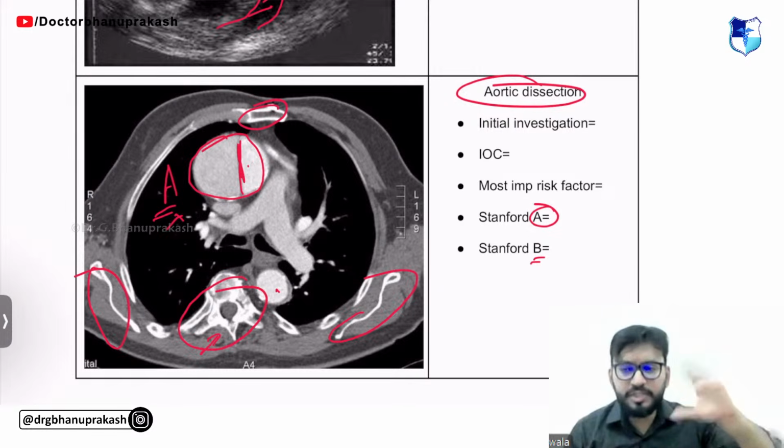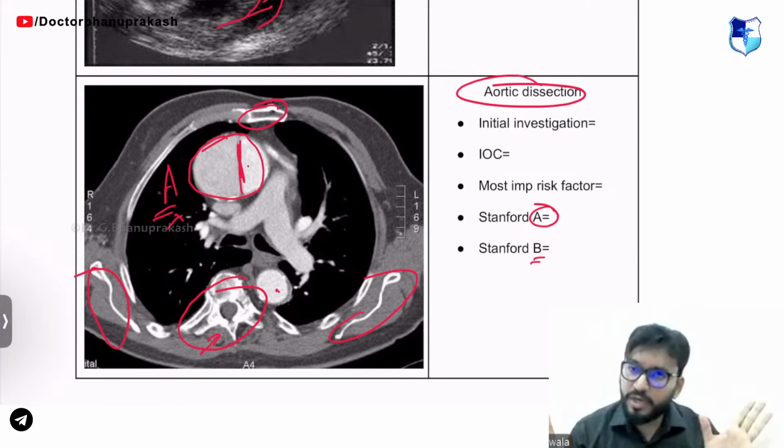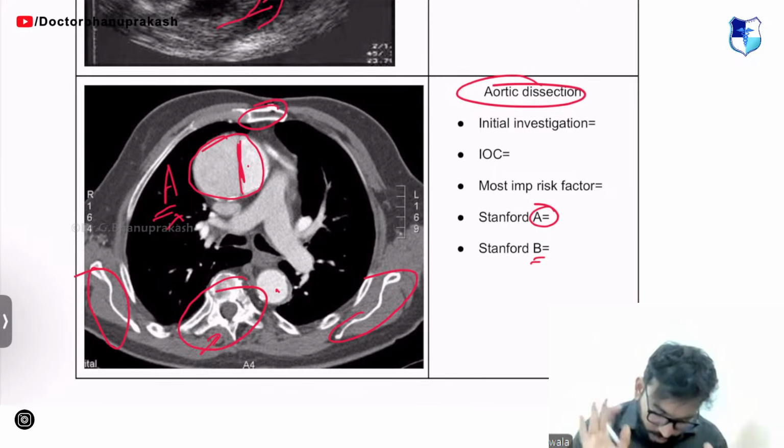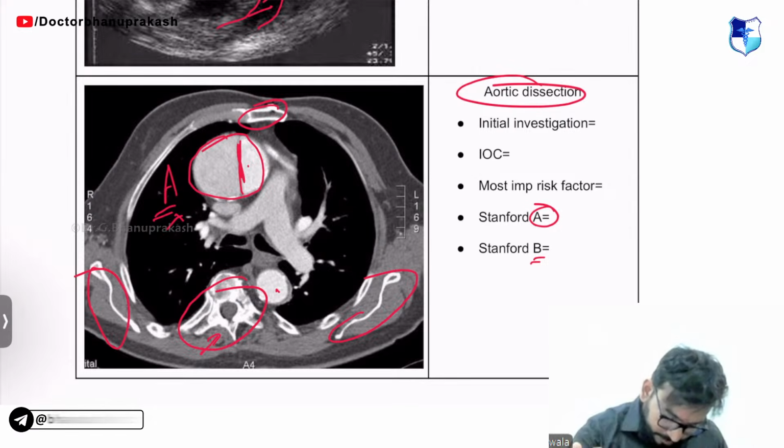Stanford A only tells you one thing. It doesn't matter which part of aorta is involved. If ascending is involved, I'm Stanford A. If ascending is not involved, I'm Stanford B. Simple. Okay? Stanford A, Stanford B.